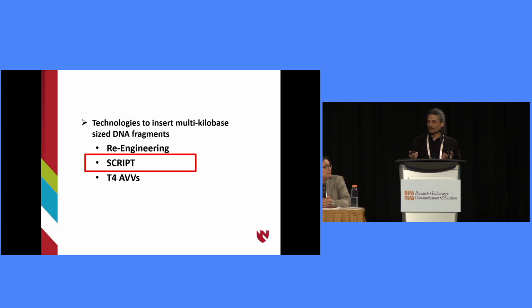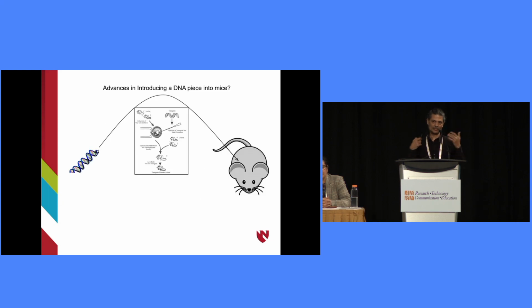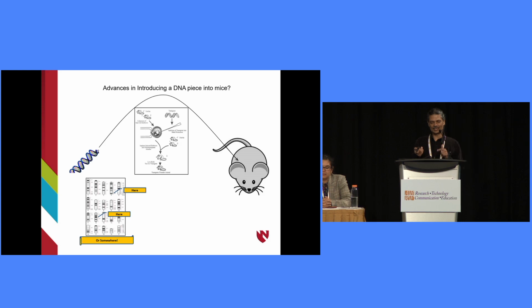The second technology is SCRIPT, which stands for simultaneous CRISPR and PITT. I'm going to tell you a little bit about PITT, a technology developed about 15 years ago. The left side is a DNA piece. If you want to introduce it into mouse, we inject it into zygotes. Once you inject it into zygotes, that DNA can go randomly into either the 4th chromosome or the 11th chromosome or somewhere. You don't have any control over that.